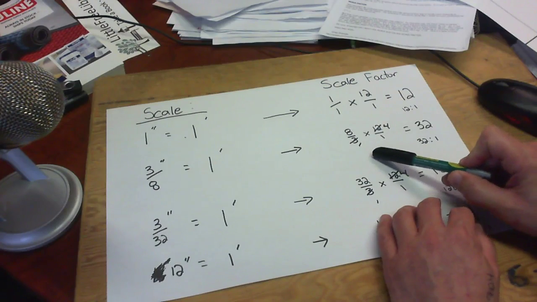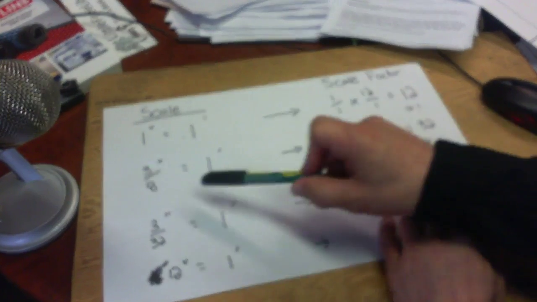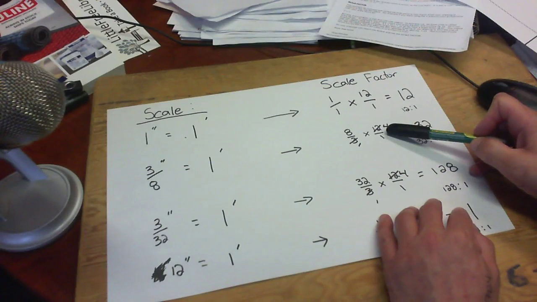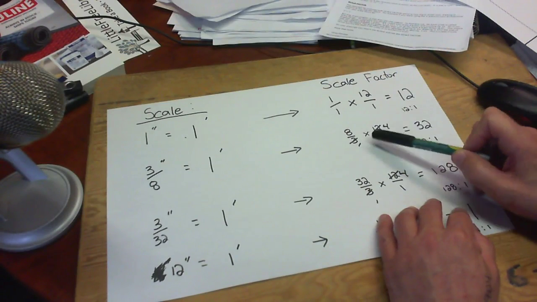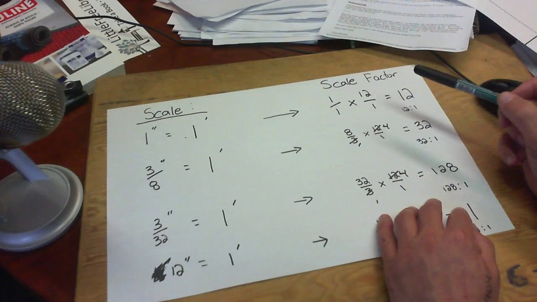So again, I would use the scale factor. I would invert my scale fraction, so 3/8 becomes 8 over 3. I would multiply that by 12. Okay, and to simplify that, you simply just simplify your fractions.